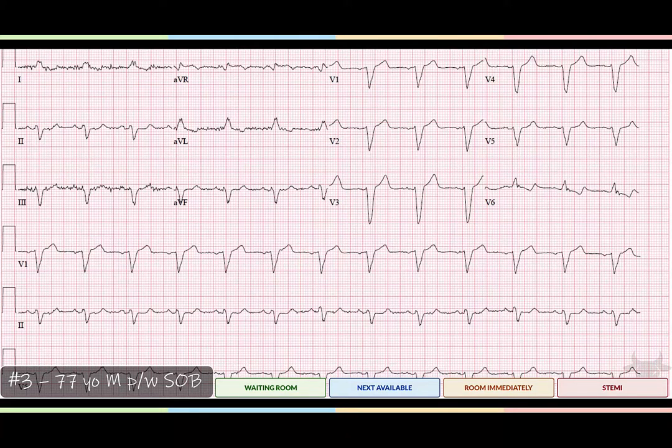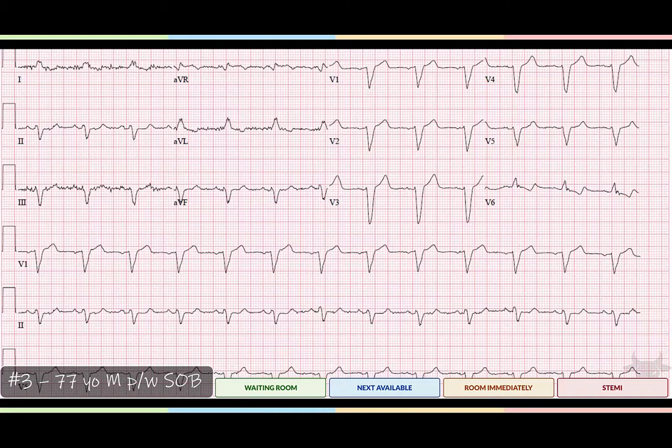Agreed. This is a 77-year-old guy that presented with shortness of breath. He had a left bundle. Where are we putting this one? So this one's a little bit more difficult and a little bit more nuanced. I would ask if I have an old EKG. Let's say you do have an old EKG and it looks the same as this one. I'd probably put him in the next available category. If I don't have an old one, that may push me closer towards the room immediately, but probably next available.